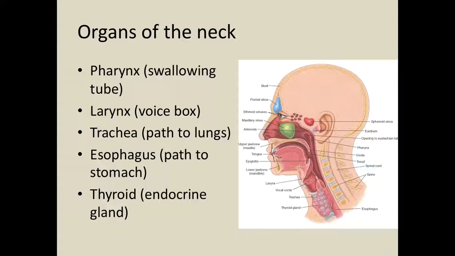Also in the neck, these things will be important because if you get injured in the neck, yeah, you might have injured your spinal cord, but you might also have injured one of these things. You've got your pharynx, your larynx, your trachea, your esophagus, your thyroid. We've seen all of these before. I'm just reminding you that they're in the neck.